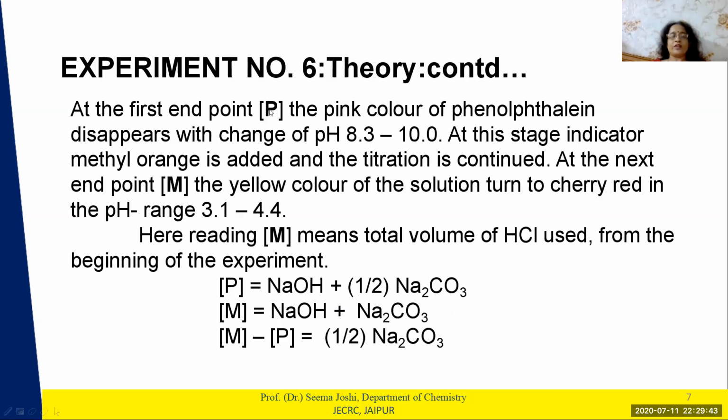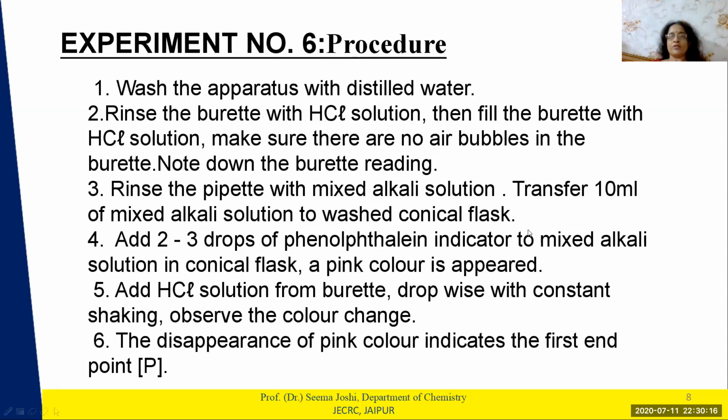At the first endpoint, that is P, known as the phenolphthalein endpoint, the pink color of phenolphthalein disappears because of the change in pH. At this stage, the indicator methyl orange is added and the titration is continued. At the next endpoint, that is the methyl orange endpoint, the yellow color of the solution turns to cherry red. Here, reading M denotes the total volume of HCl consumed from the beginning of the experiment. Now we will share a small video showing you how the experiment is going to be performed.